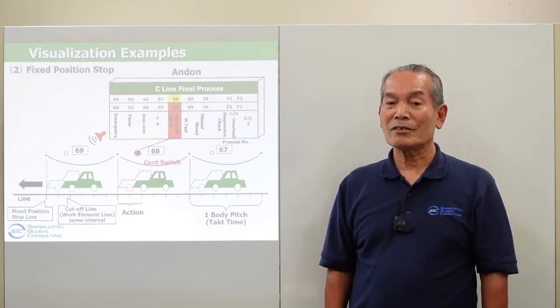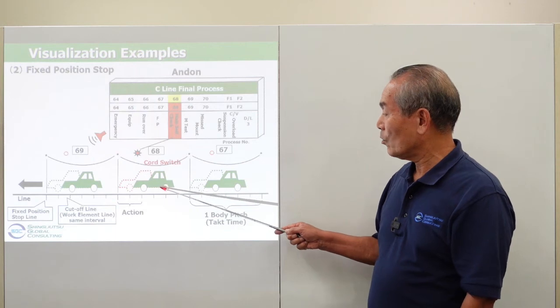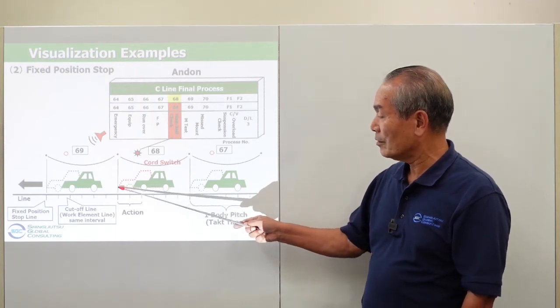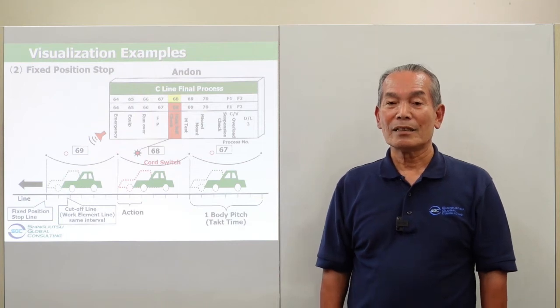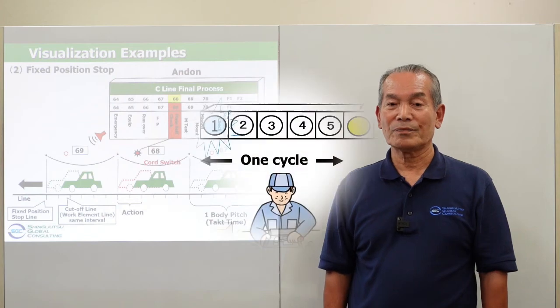If the problem can't be solved in a certain time, the product on the conveyor will stop at a fixed place. We call that system fixed position stop. This is a very important system for managing and making improvements.